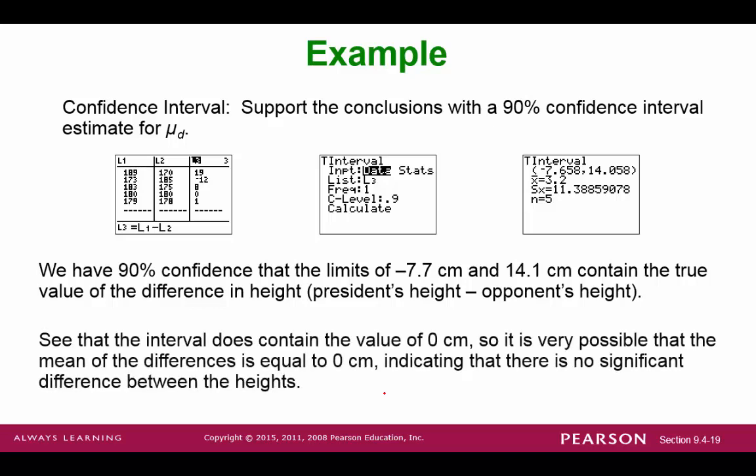So we see that the interval does contain 0, so it's possible that the mean difference is equal to 0, which is to say there is no significant difference between the two. Okay? Alright, that is the end of 9-4, and that is the end of Chapter 9.